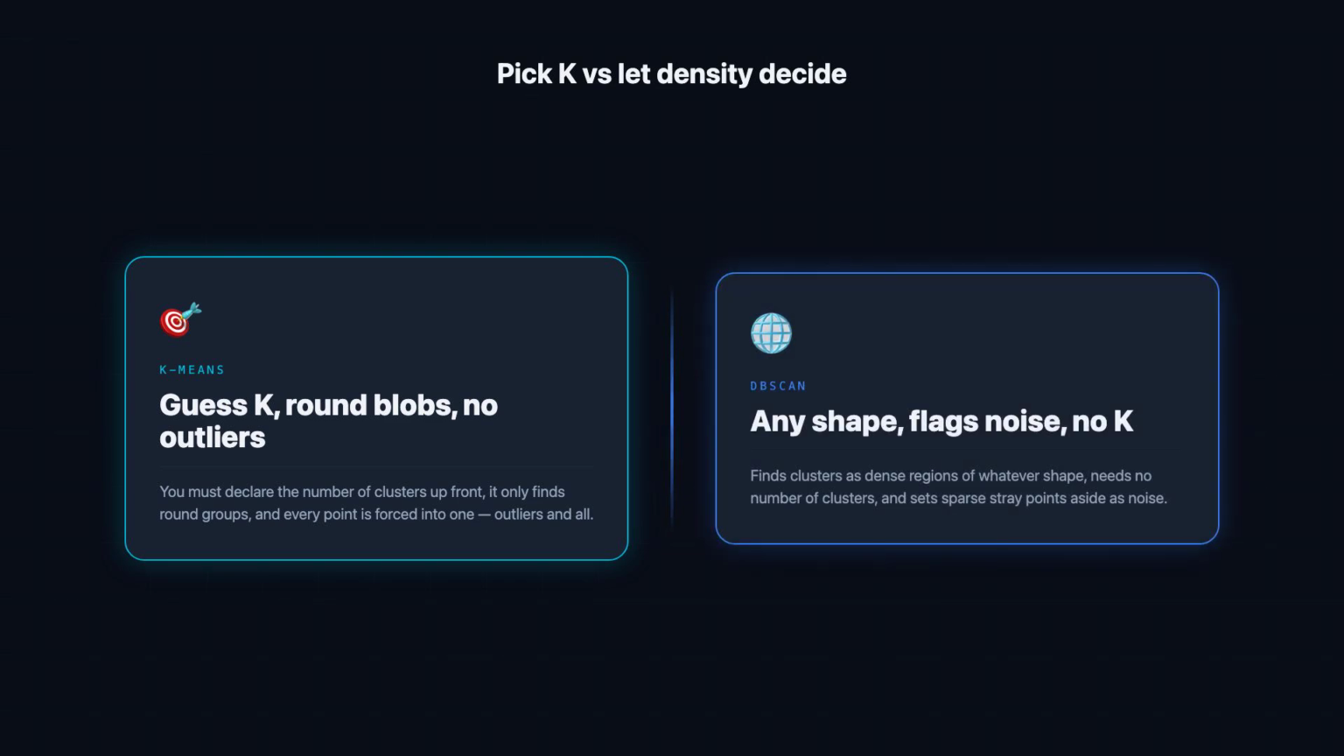DBSCAN flips the whole thing around. It never asks how many clusters exist. Instead, it hunts for regions where points are packed tightly together, links those dense regions into clusters of any shape they happen to form, and labels the lonely, sparse points as noise. No number to guess, any shape allowed, and outliers handled for free rather than shoved into the nearest crowd.